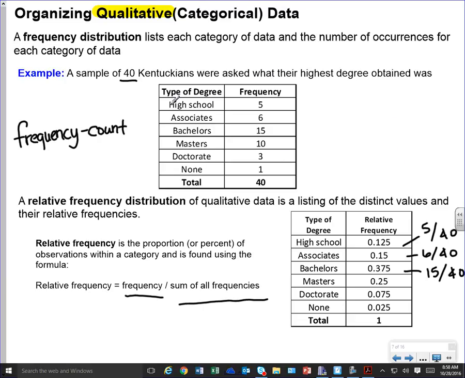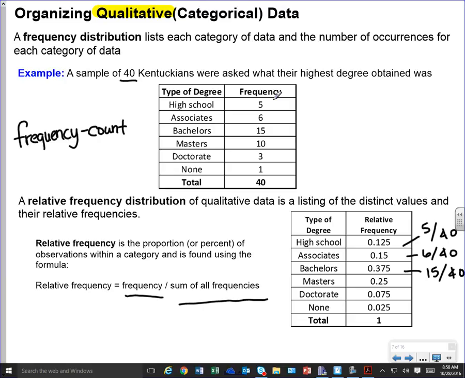So what it tells us is the type of degree that the person had or could have chosen, and then the frequency. So how many people fell in that group? So for high school, we had 5. For associates, we had 6. For bachelors, we had 15. Okay, so this is basically a summary of the data. So that's a frequency chart.